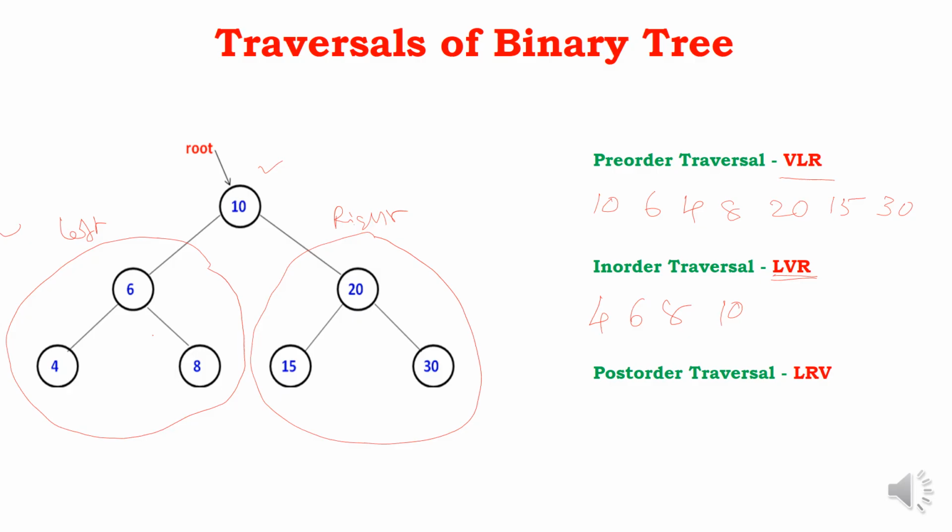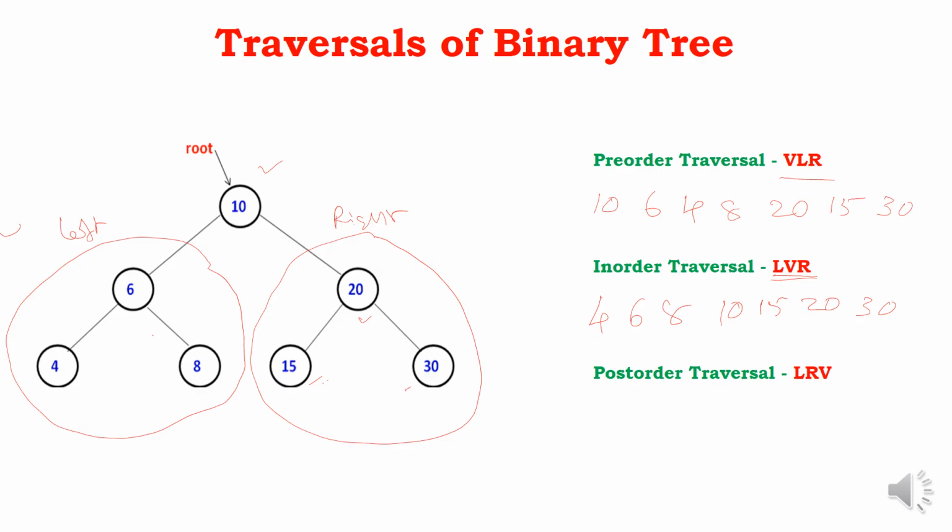Then right subtree. Right subtree we need to traverse again in order. So in-order traversal, there are three nodes: root, left, right. So left, root, right. Left is 15, root is 20, right is 30.